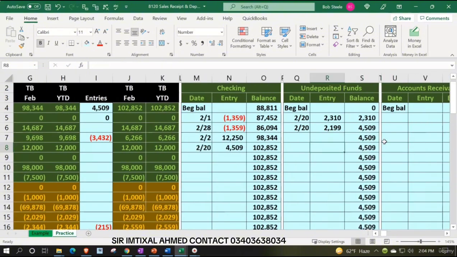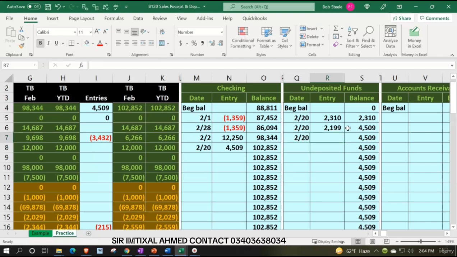Undeposited funds over here, you get to see the activity. So you still have the activity in undeposited funds, seeing the two individual deposits that can then, of course, be tied back to the sales receipt, which would give you the detail of the sale and everything involved in it. So this happened on 220.